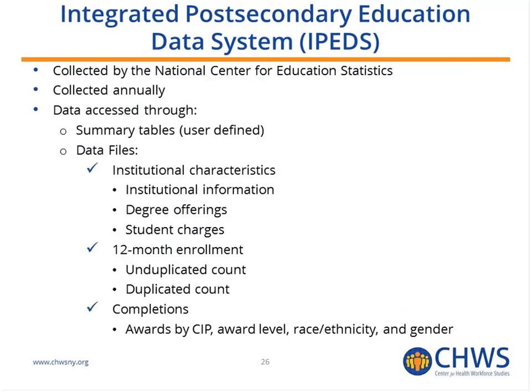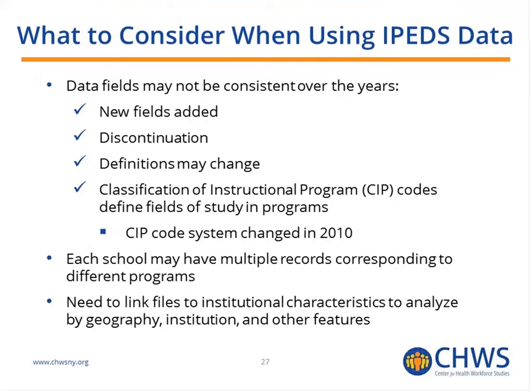And completions you can get by degree type, which is defined by CIP, so RNs, pharmacists, doctors, et cetera. By award level, so as I talked about, RNs can be an associate degree, a bachelor's degree, or a master's degree, so we actually break those out, and then by race, ethnicity, and by gender. But you also have to think about the data set. So as you use this data, be aware of a couple of things. The fields do change. Some fields are discontinued, some are added. Definitions change. The CIP codes have changed as different occupations have had different levels of education.